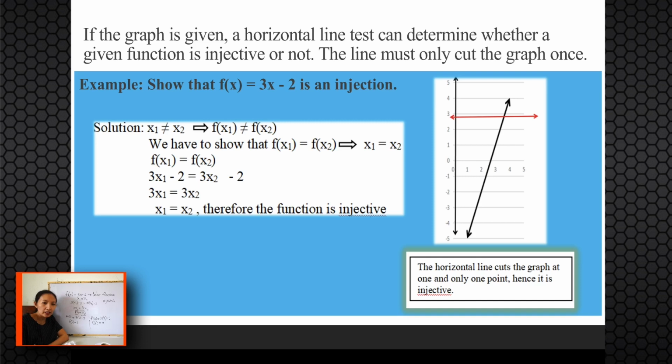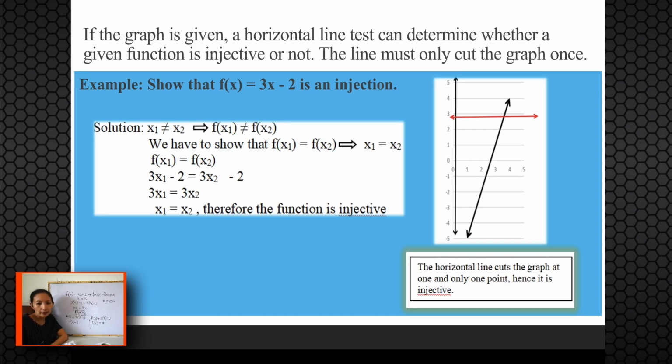Because all linear functions would have a line graph, a graph which looks like this, either slanting to the left or slanting to the right. Now, you might be asking me, how about a horizontal line, ma'am? A horizontal line is not a linear function. Remember? That is a constant function. But linear functions may have a graph which slants to the left or slants to the right. And then by using your horizontal line test, you can say right away that it is injective.